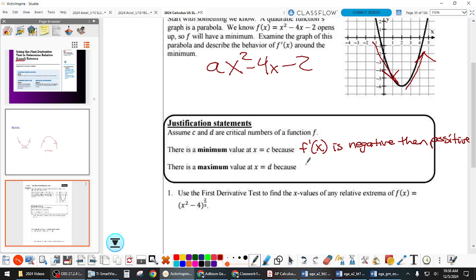And then, of course, just the opposite. So f prime of x is positive and negative, implying that it's on either side of the critical point.